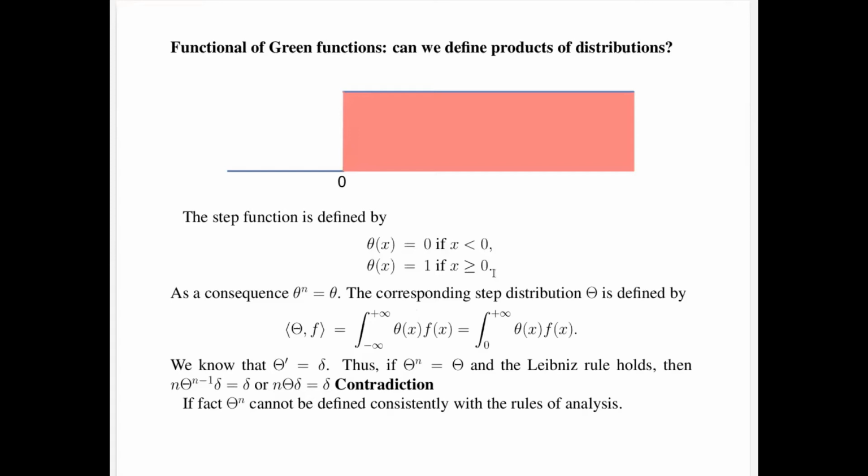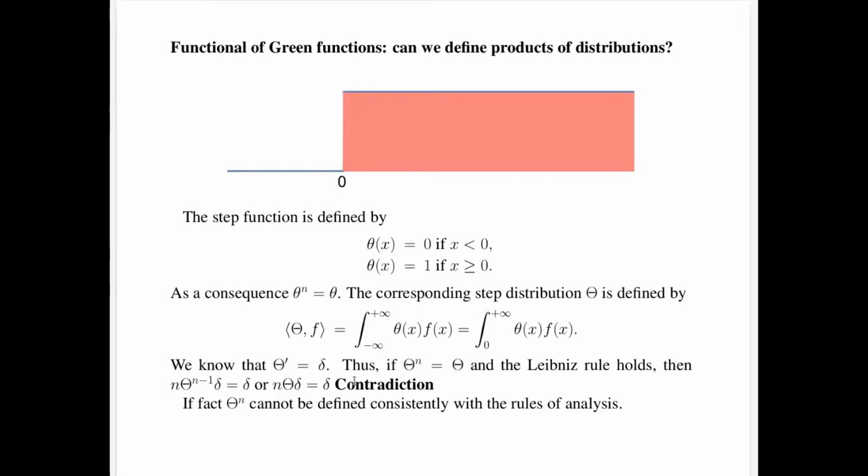So the step function is the function which is 0 for x smaller than 0 and 1 for x larger or equal than 0. So it's clear that as a function, the nth power of theta is equal to theta. Now, to such a function, you can associate a distribution, which is just the integral of the function times the test function. And we know that distributions are infinitely differentiable. And we also know that the derivative of the step distribution is the delta distribution.